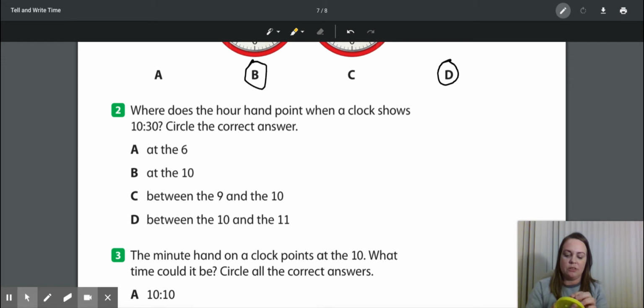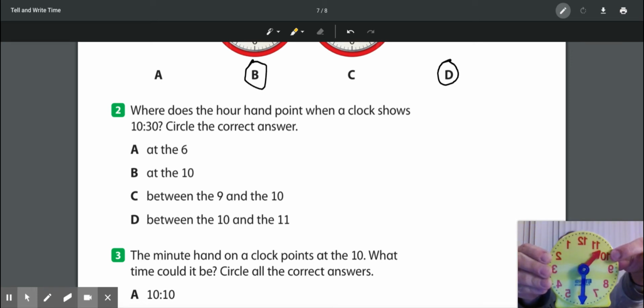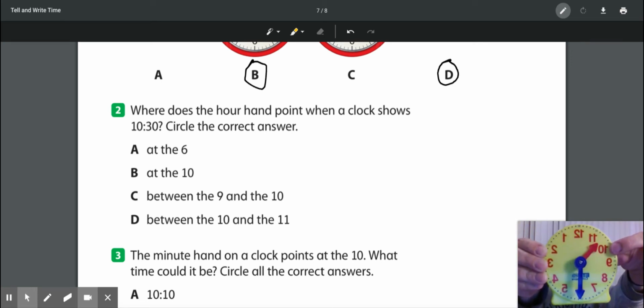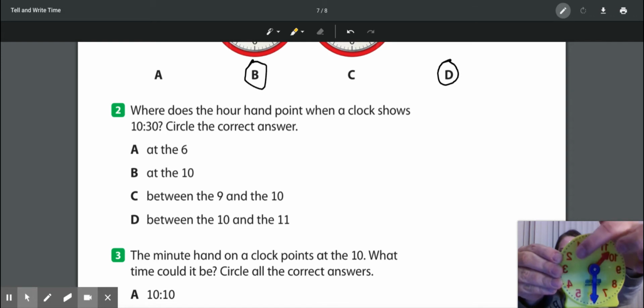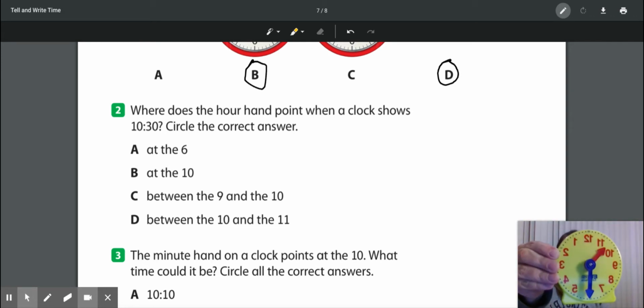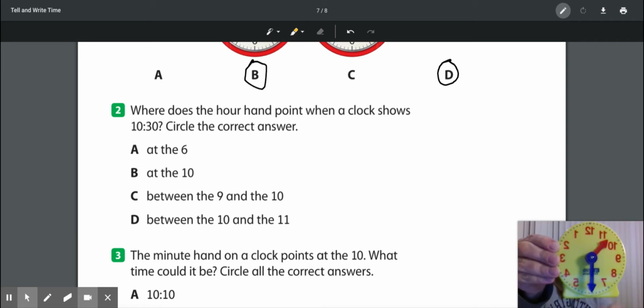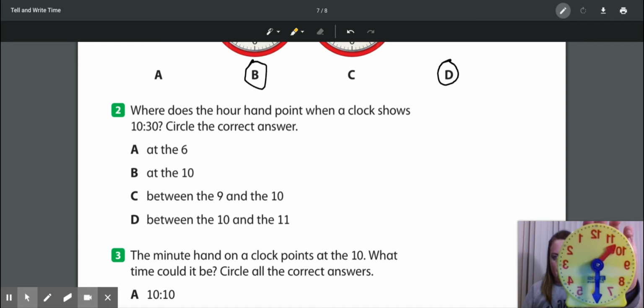So let me show you 10:30 one more time. This is 10:30 because it's between the 10 and 11. So I go back to my smaller number, which is 10. And then I count by 5s. 5, 10, 15, 20, 25, 30. So this shows 10:30. Where's the hour hand?